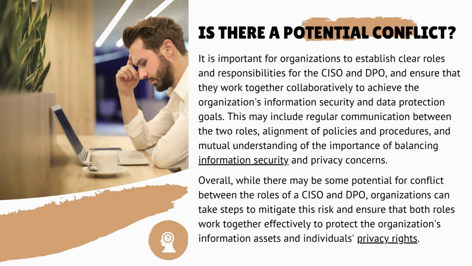Next, is there a potential conflict? It is important for organizations to establish clear roles and responsibilities for the CISO and DPO and ensure that they work together collaboratively to achieve the organization's information security and data protection goals. This may include regular communication between the two roles, alignment of policies and procedures, and mutual understanding of the importance of balancing information security and privacy concerns.